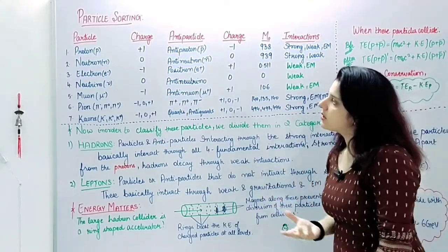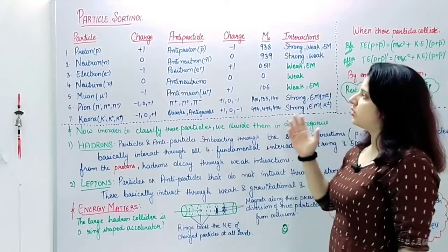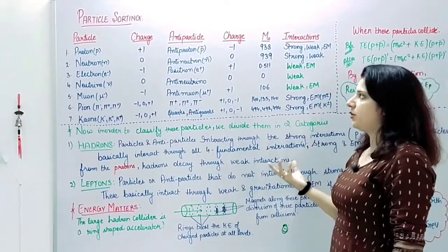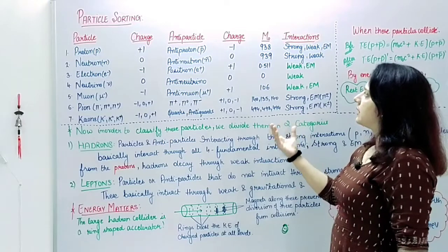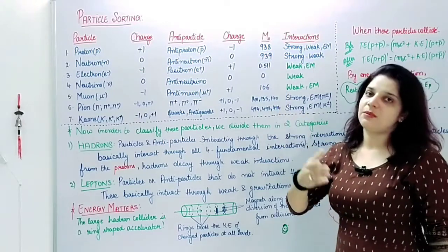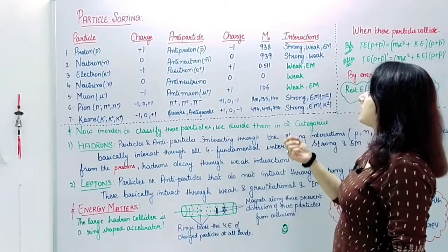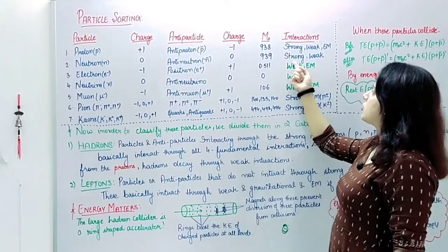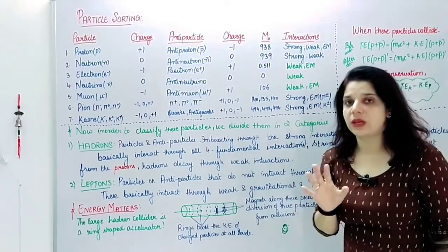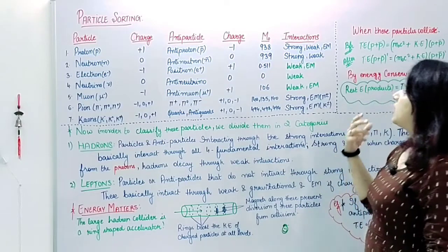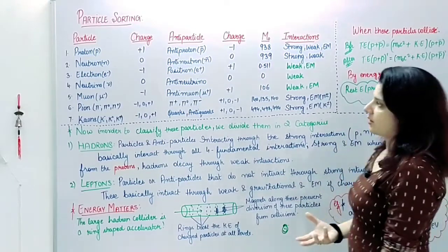The second particle is a neutron having zero charge, so the antiparticle would be antineutron, again neutral. The rest mass is approximately the same as the proton's, with a slight difference. The only difference here is that it will show the strong and weak interactions. Why? Because the neutron doesn't carry any charge, so it will not show the electromagnetic interactions.